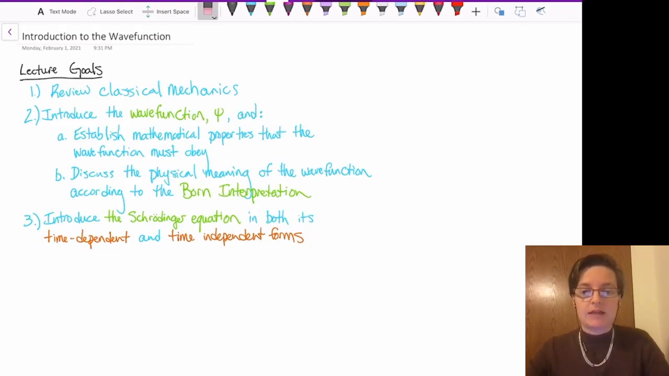And then last but not least, we are going to introduce the Schrodinger equation to you for the first time in its two different forms that you might see in the literature. One being its time-dependent form and another being its time-independent form. We're going to introduce this during today's lecture, but really where we're going to dive deep into this equation is starting in Lecture 3. So with that, let's get going.